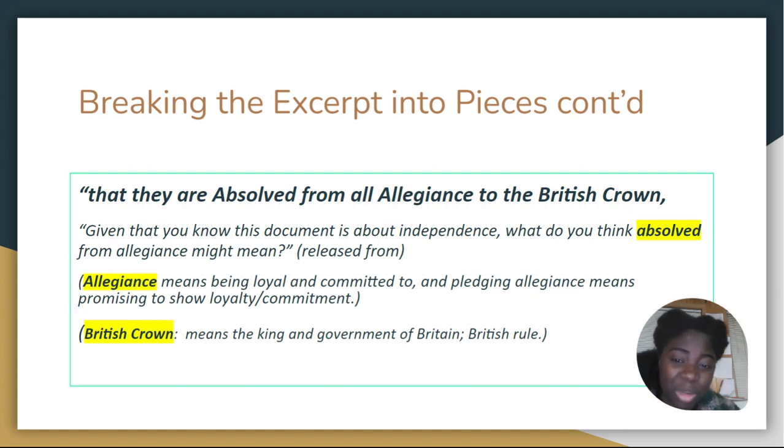They were tired of the disparities. They were tired of the harsh rule of the British armed soldiers that were there. They were harsh and they were controlling. These were just three of the unfair incidents. There was much more that took place. British Crown means the king, King George III, and the government of Great Britain. They did not want to be under British rule. So they wanted to be released from allegiance, meaning committed to the British Crown.